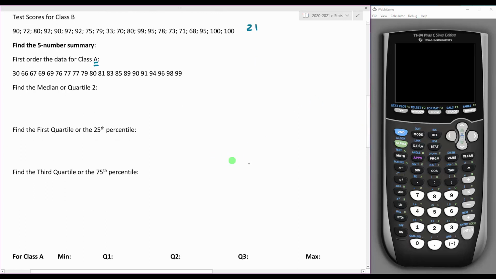I'm going to show you how to do that using technology on our calculator here in just a minute. So be ready for that.